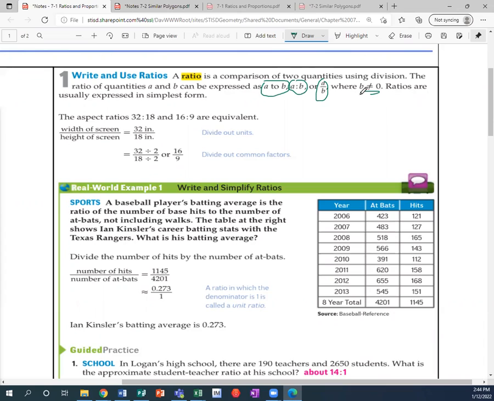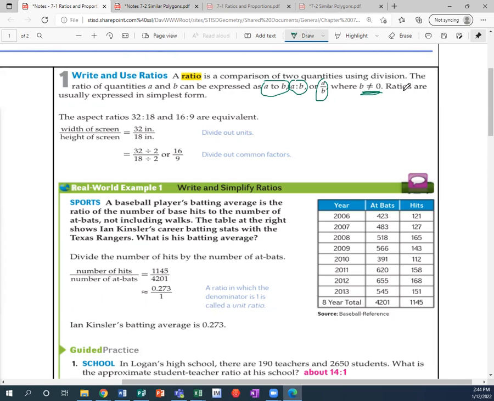In either case, the second quantity can never be zero. Because this is using division, the second number is what you're dividing by, and we can't divide by zero. So please, second number cannot be zero.